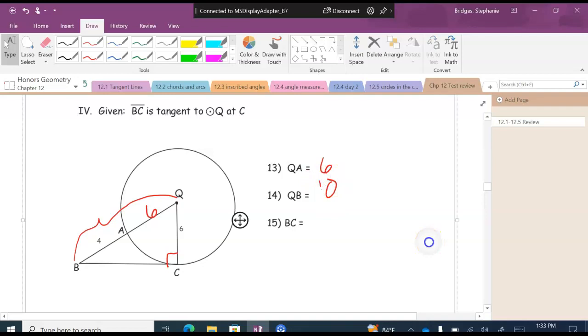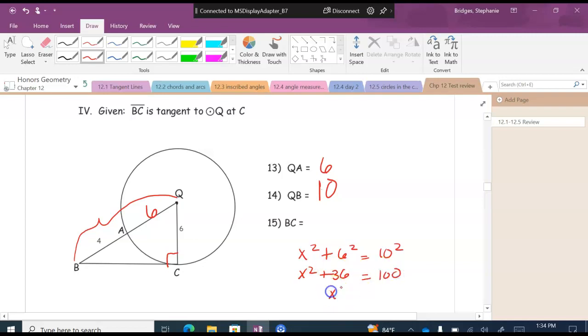And then how do I figure out what the last one is? X squared plus 6 squared equals 10 squared. So that one's going to be what? 8. Got it?